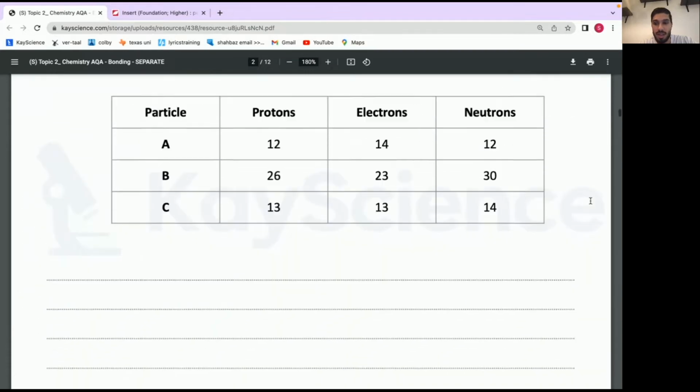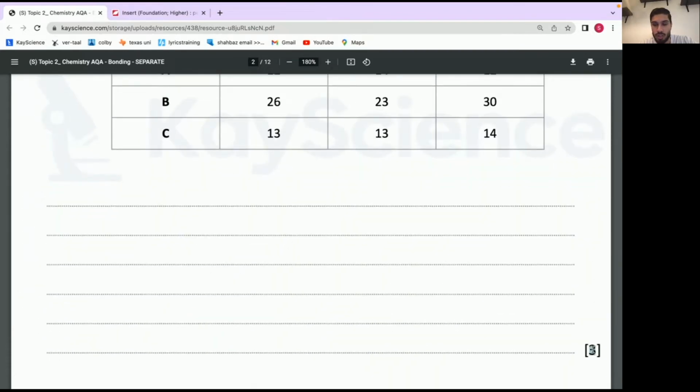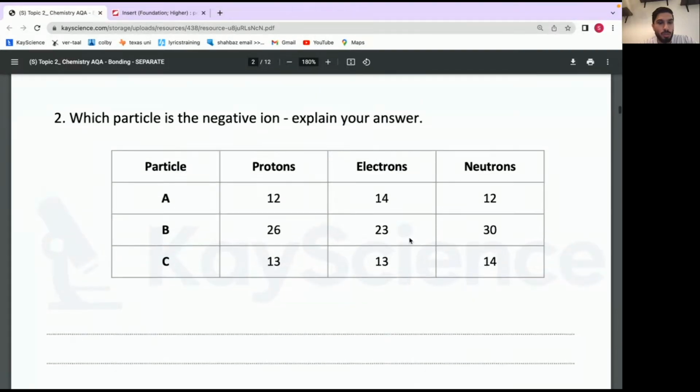Next question. This is now a 3-mark question right here. Which particle is the negative ion? Explain your answer. So you literally get 1 mark for saying A, B, or C. So even if you have no idea, just guess, literally just guess, and you have a 1 in 3 chance of getting 1 mark.